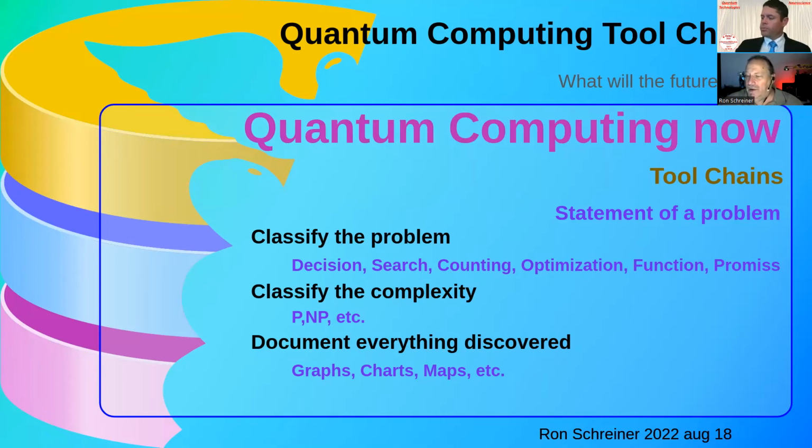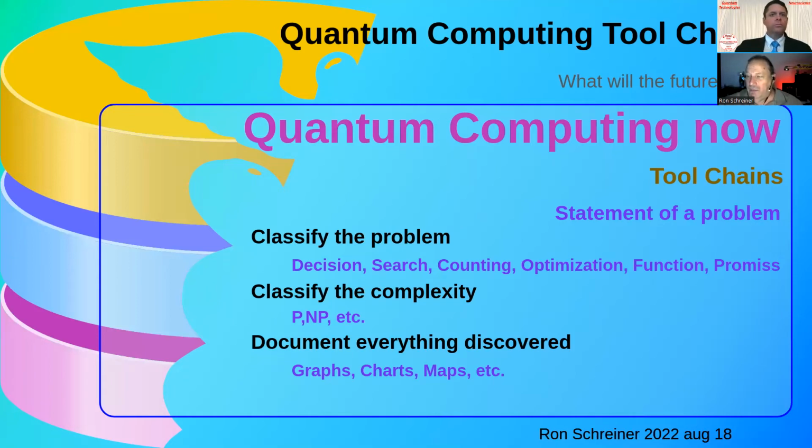Next, you would go on to try to classify the complexity of your problem. This is more important with quantum these days because this is going to tell you what parts of your problem you're more likely to target at your quantum compiling resources. Of course, you need to document everything and use whatever engineering tools are out there, graphs, charts, maps, whatever you can get your hands on.